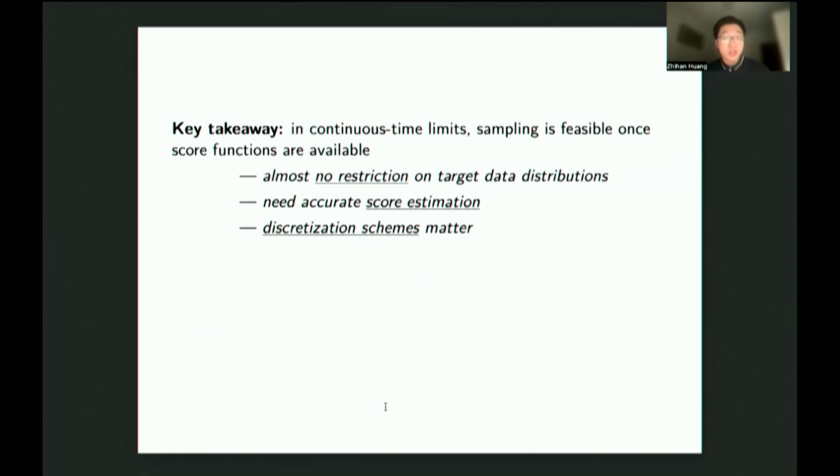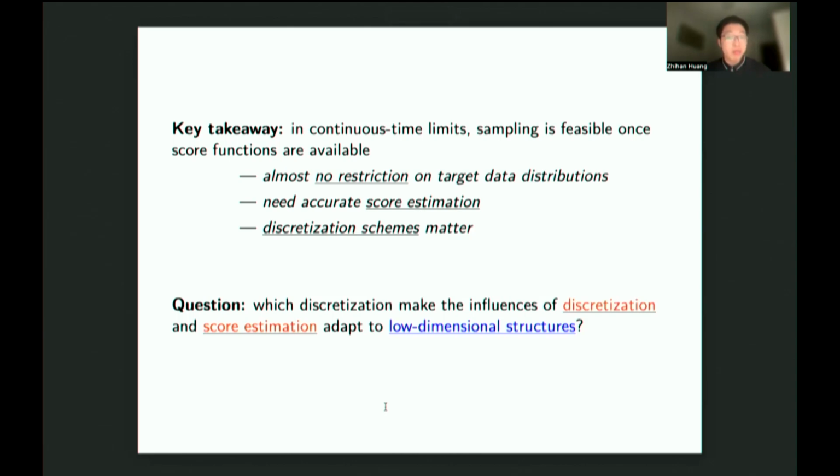From this perspective, we can see that in the continuous-time limit, sampling is feasible once the score function is available. We use this score function to construct the reverse process to get the sampler. So there are almost no restrictions on the target data distribution, and the only thing we need is an accurate score estimation. Since the sampler is a discretization of differential equations, the discretization scheme matters. So this converts our problem to the following question: which discretization makes the influence of discretization and score estimation error adapt to low-dimensional structures?